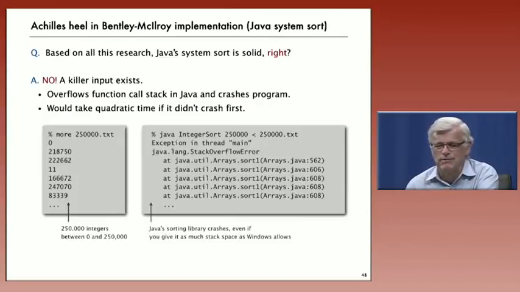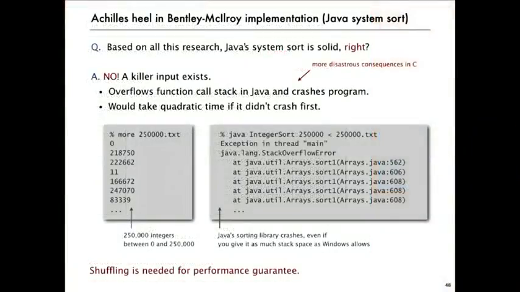There's a killer input for the system sort, and it can be disastrous in various systems. The reason is they didn't do the random shuffling. McIlroy himself actually found this problem: while the sort is running, you can figure out an input that would make it crash. And so you can just run that program. If the sort doesn't use randomness, then it's vulnerable to this attack.